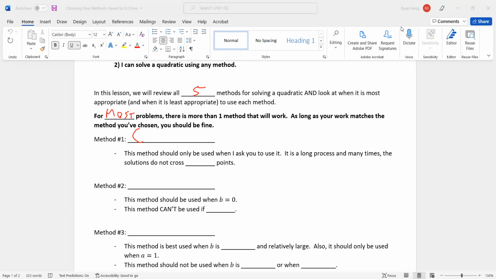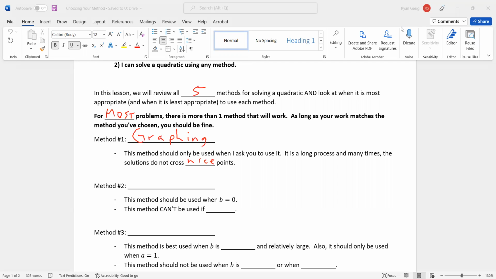First one is graphing. This method should really only be used when I ask you to use it. It is a long process, and many times the solutions do not cross nice points. There's rarely a time you will choose graphing. Actually, there shouldn't be a time that you choose graphing.